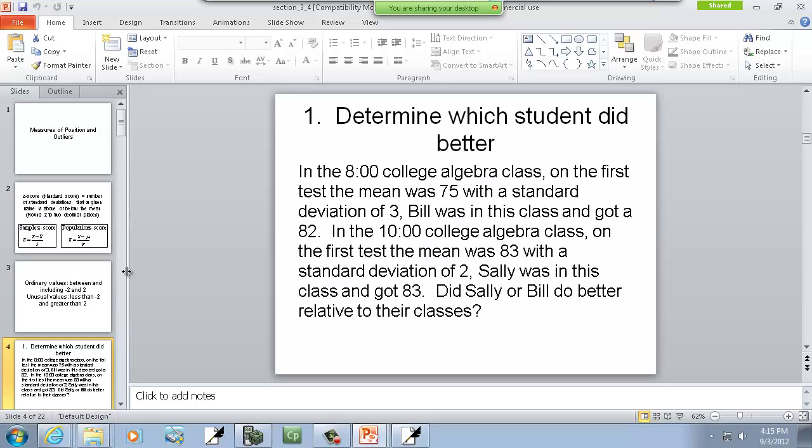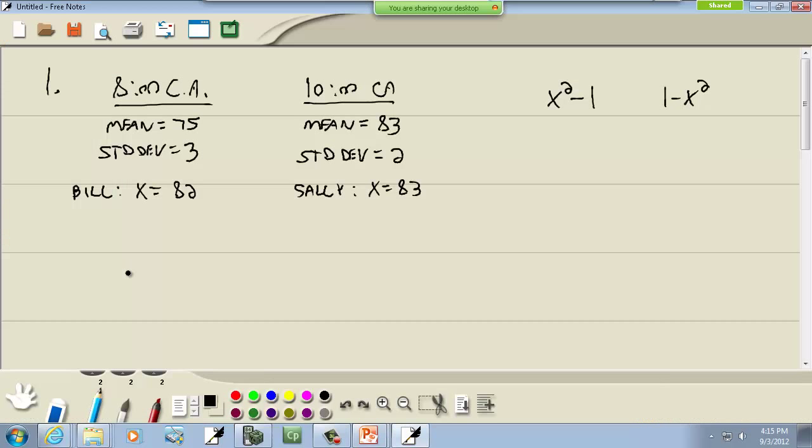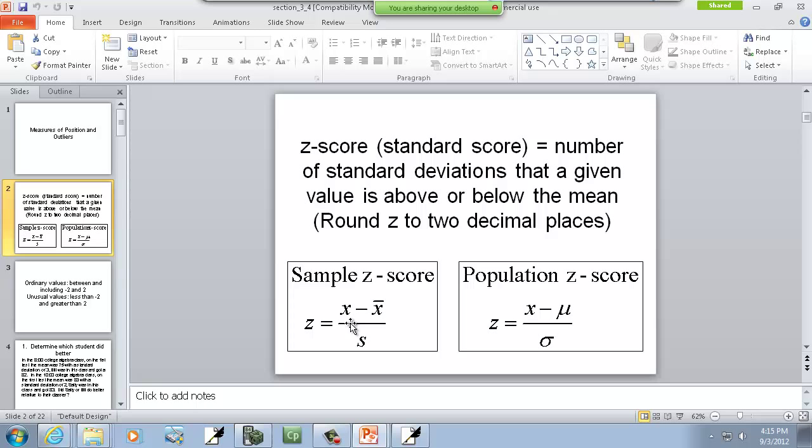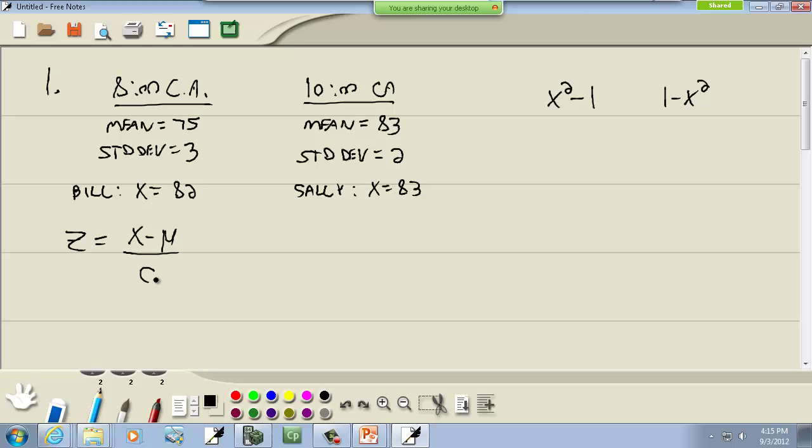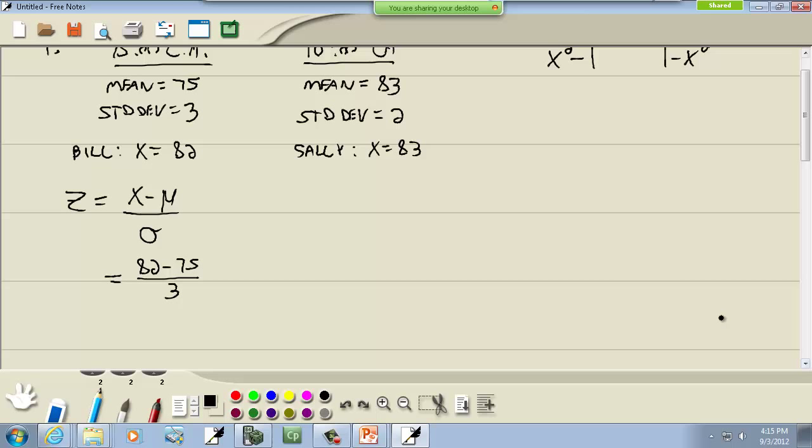Well, to compare the two, we're going to use our z-score. Here, I'd consider the 8 o'clock class as my population, and the 10 o'clock class as our population. But it really doesn't matter. It's the same formula. So we'll do our x minus our mean over our standard deviation. Well, x was 82 minus our mean, which is 75, over 3. And I'll do the same thing with this one. This will be x minus the mean over sigma. Well, x in this case was 83, and the mean was 83. Oh, that's interesting. Divide by standard deviation, which was 2.